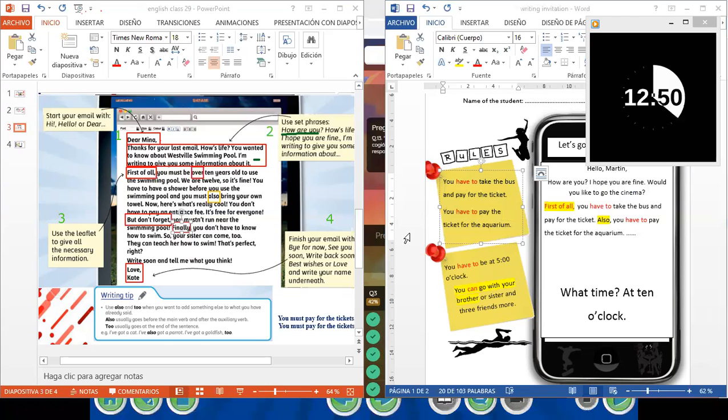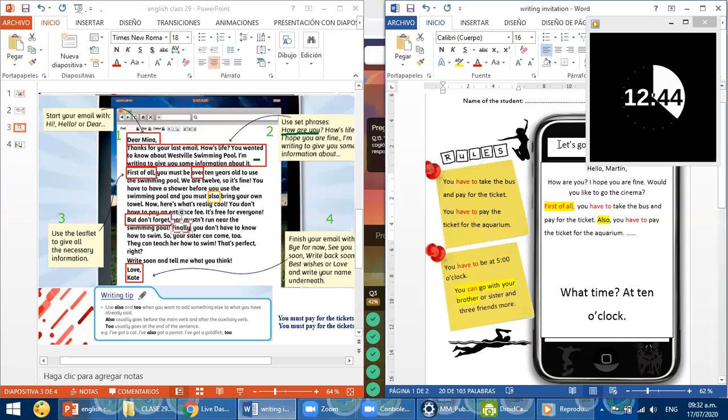Camila Baltasar. Camila, please, can you read your invitation, this part? For what place is going to be your invitation? And read the rules, please, Camila.